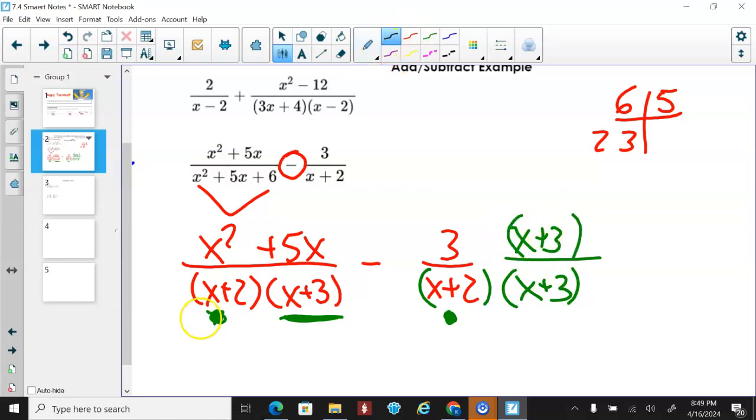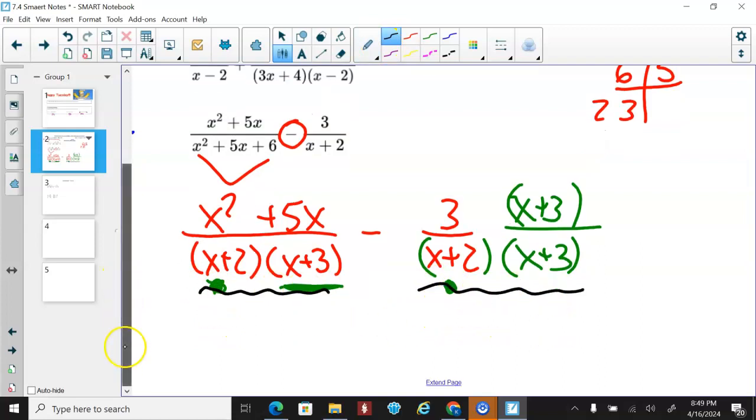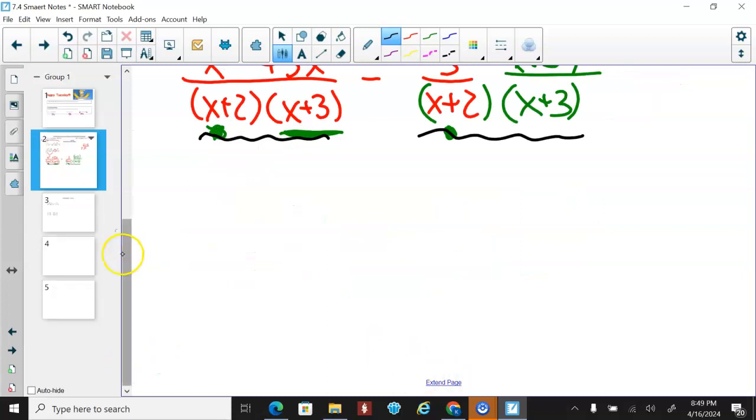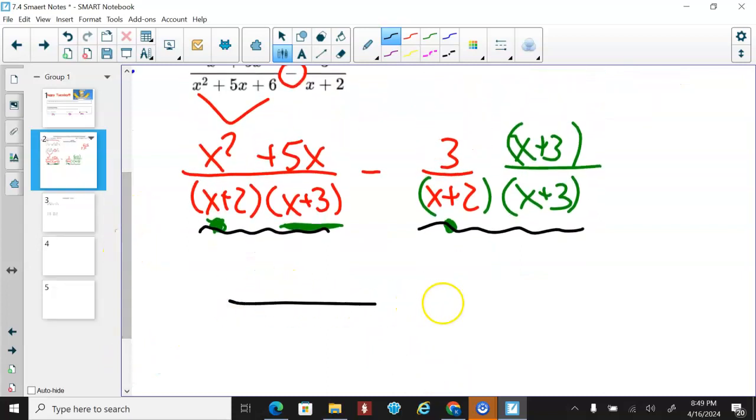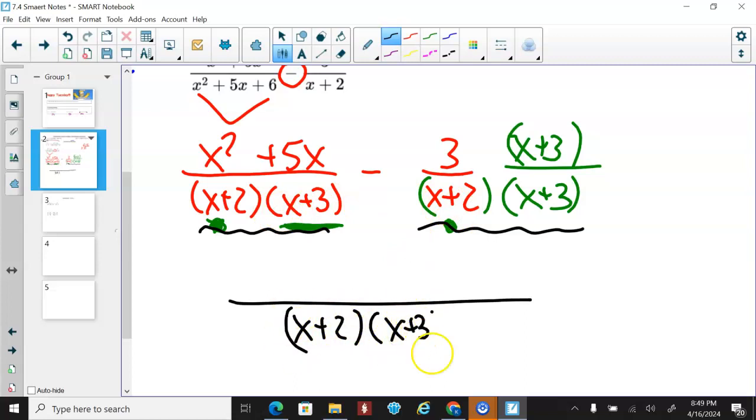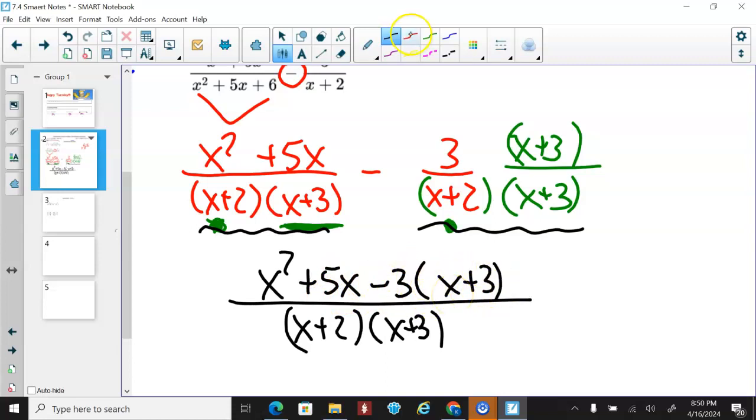Now, these look the same. Identical. So that means I am ready. Okay? I am ready to put them into one line. And I'm only going to use one of them. x plus 2 times x plus 3. Okay? Now, on the top, I'm going to rewrite x squared plus 5x minus 3 times x plus 3. Okay? Now, of course, this we have to distribute, negative 3.